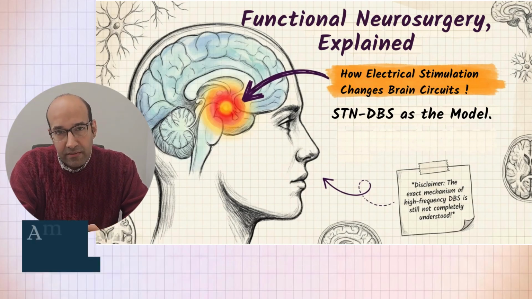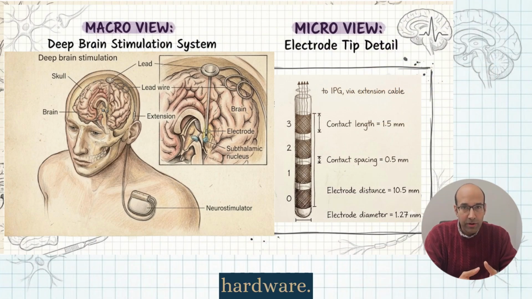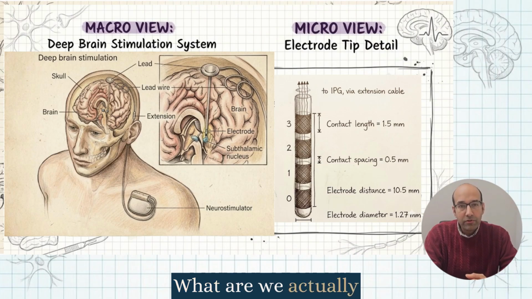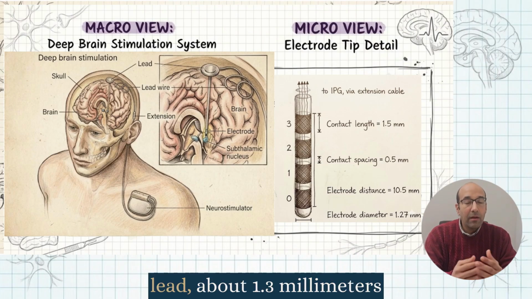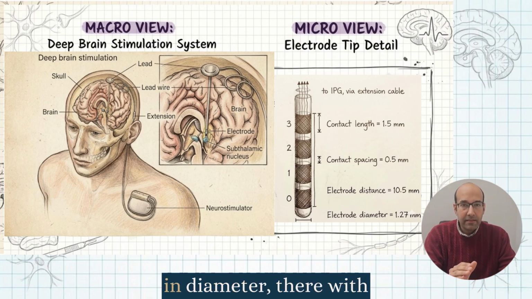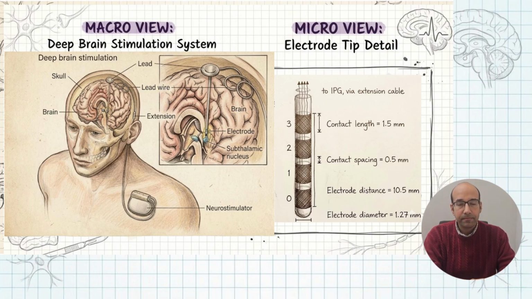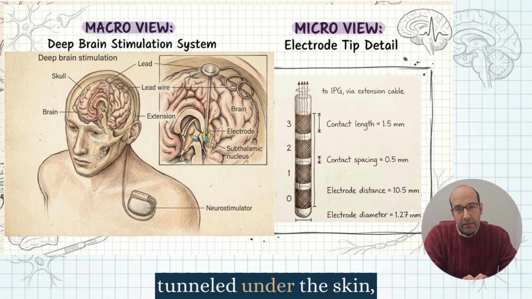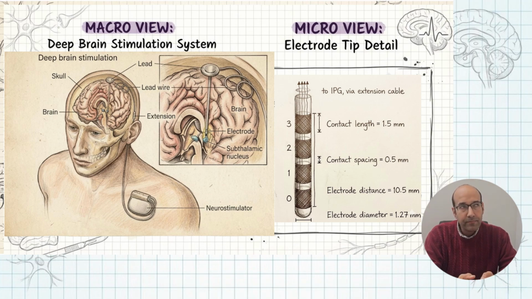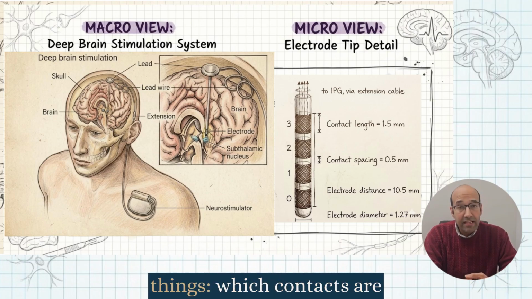Let's dive in. Let's start with the hardware. What are we actually putting into the brain? We implant a thin lead about 1.3 millimeters in diameter with several contacts at the tip. This lead is fixed at the burr hole, tunneled under the skin, and connected to a pulse generator in the chest. From that pulse generator, we control four main things.